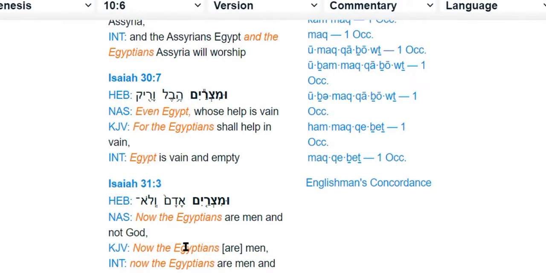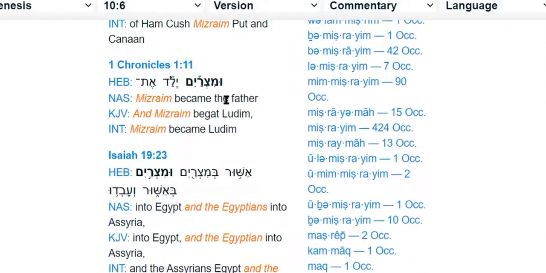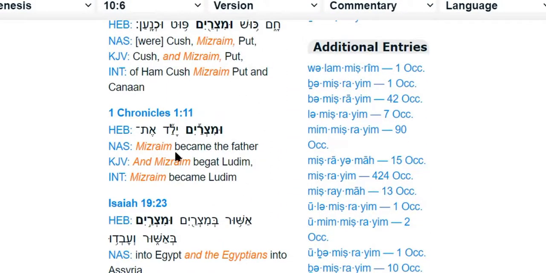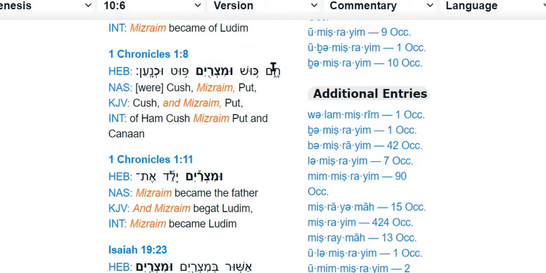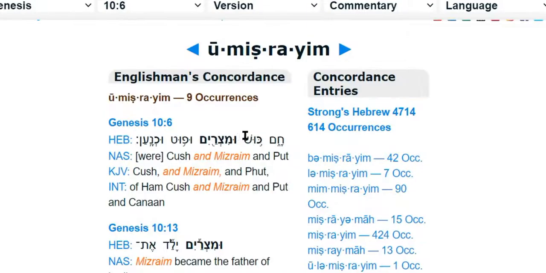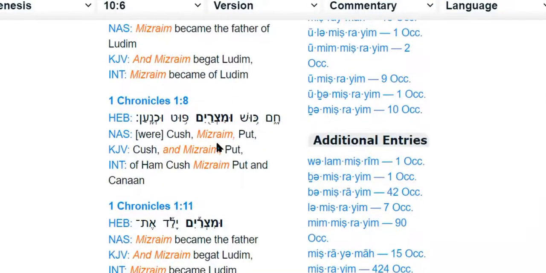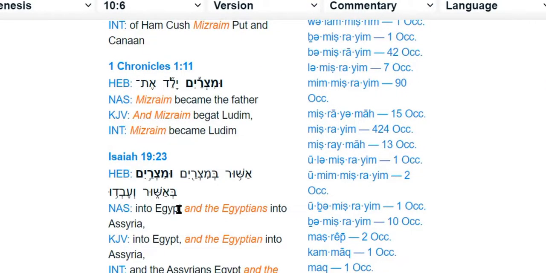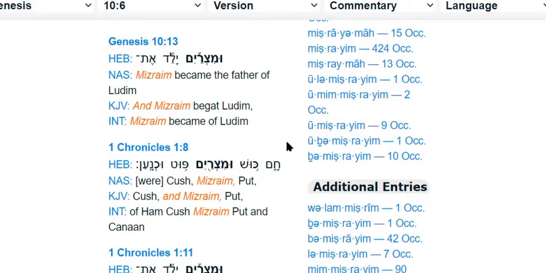The Egyptians, Egypt. And you see it became Egypt, but it was Mizraim. It was the son of Ham, brother of Cush, Put, and Canaan. But it was only 4 times, and then it's been changed into the Egyptians, the Egypt. There was no such thing as Egypt. There never was till King James wrote it.